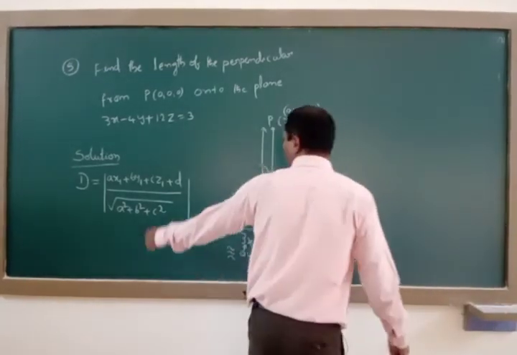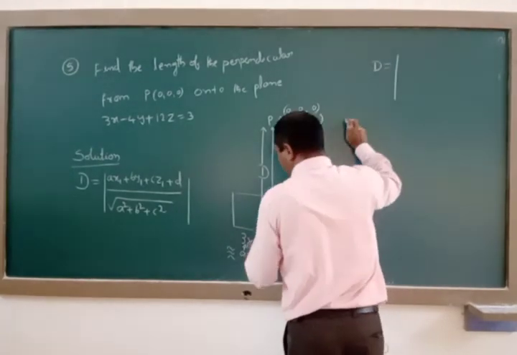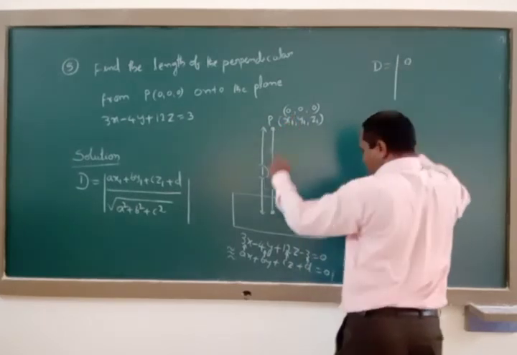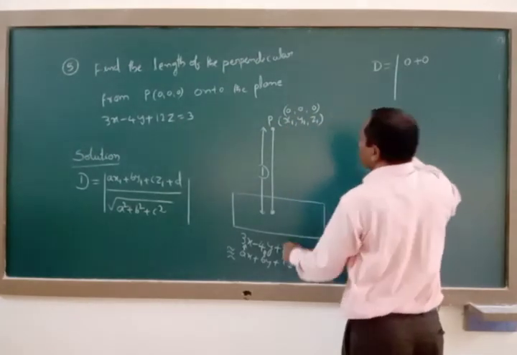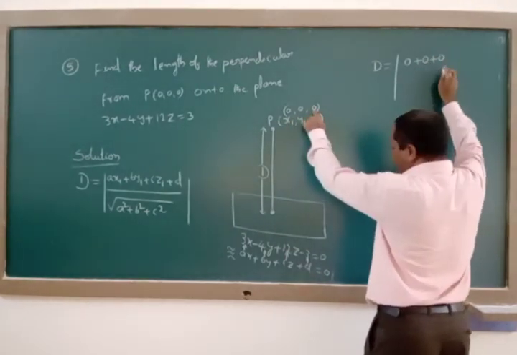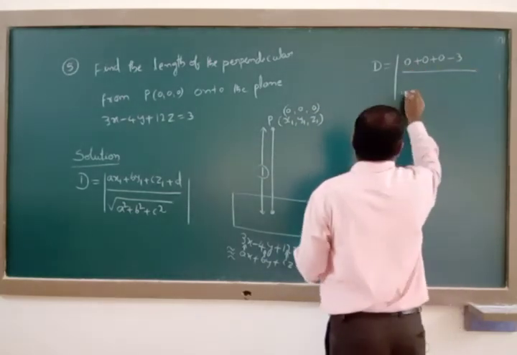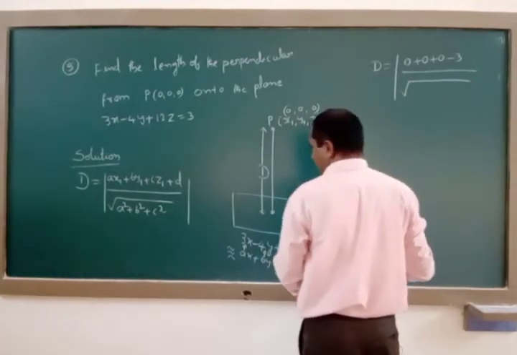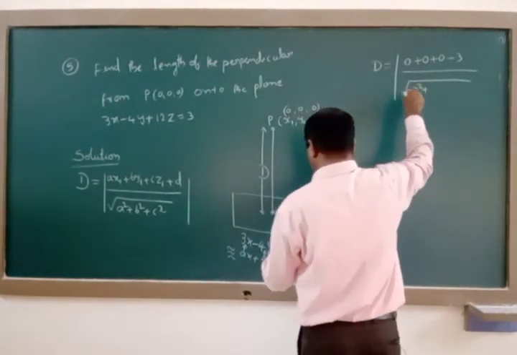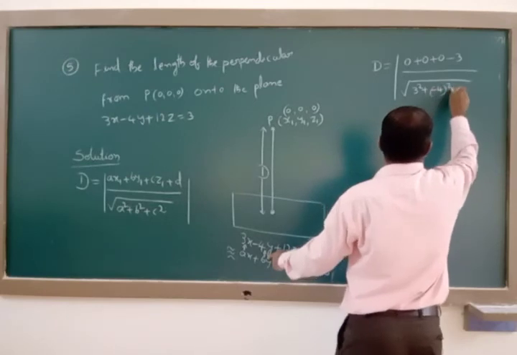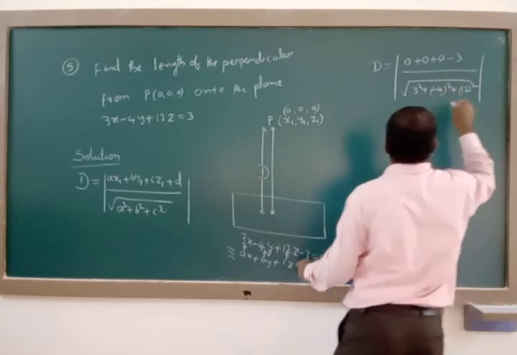To solve this, we apply the same formula, that is capital D is equal to modulus of Ax1, 3 into 0, 0, plus By1, minus 4 into 0, 0, plus Cz1, 12 into 0, 0, plus d, which is minus 3, whole divided by square root of a square, 3 square, plus b square, minus 4 whole square, plus c square, that is 12 square. Close this with modulus.